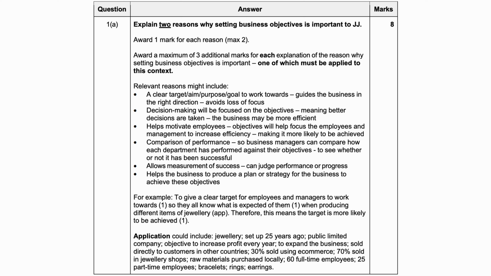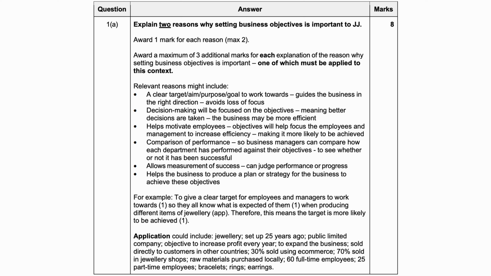Decision making will be focused on the objectives, meaning better decisions are taken. The business may be more efficient. Helps motivate employees. Objectives will help focus the employees and management to increase efficiency, making it more likely to be achieved. Comparison of performance. So business managers can compare how each department has performed against their objectives to see whether or not it has been successful. Allows measurement of success, can judge performance or progress, helps the business to produce a plan or strategy for the business to achieve these objectives.